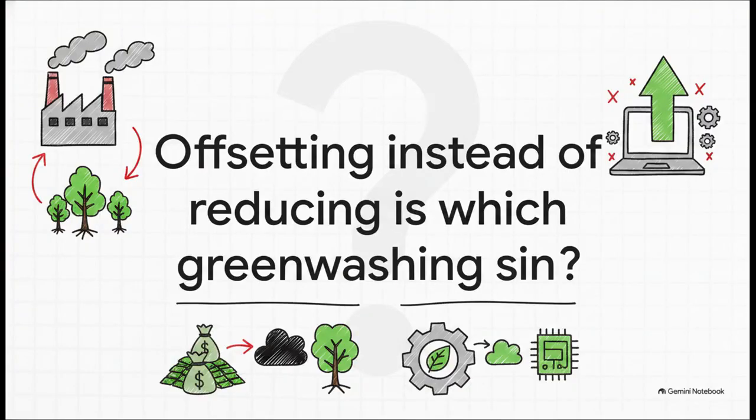Think of this one like a puzzle. A company puts out a press release claiming a massive 70% lower carbon footprint for their new hardware. Sounds great, right? But then you dig into the fine print and realize they achieve this mostly by planting trees, not by actually changing how their product is manufactured. What specific greenwashing sin are we looking at here?